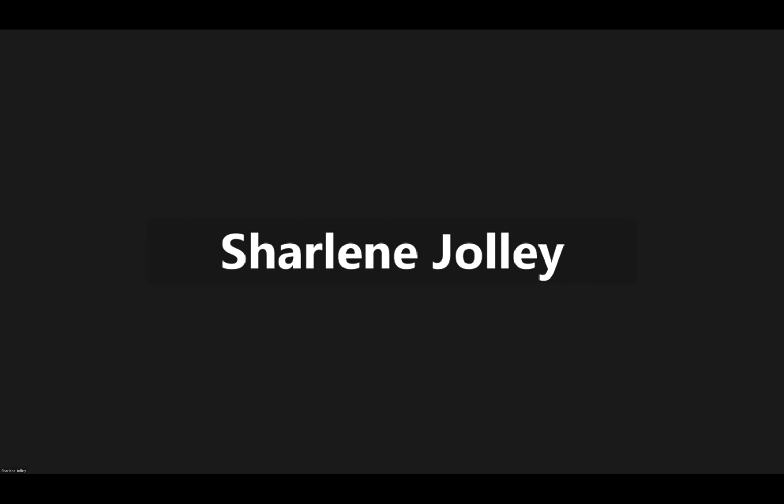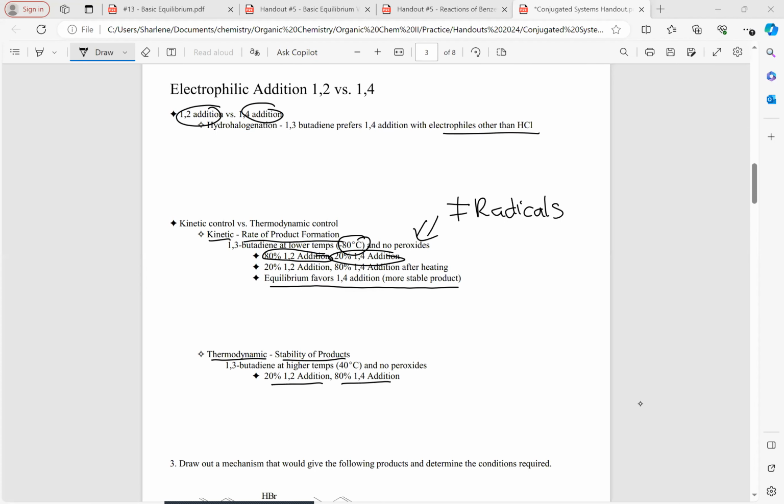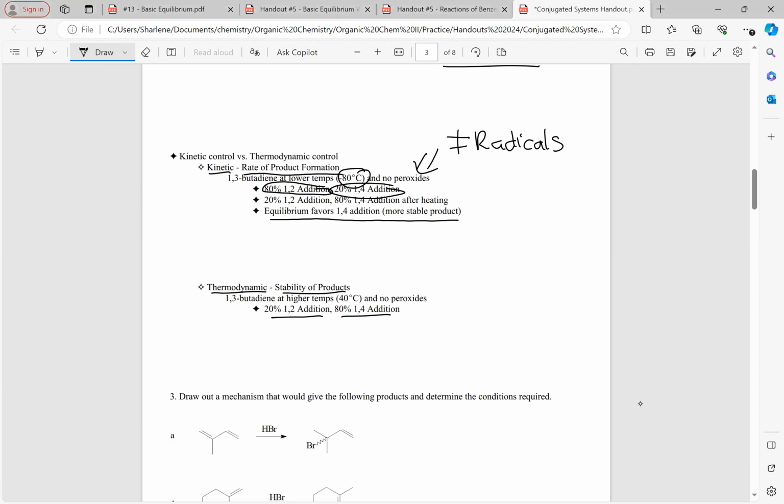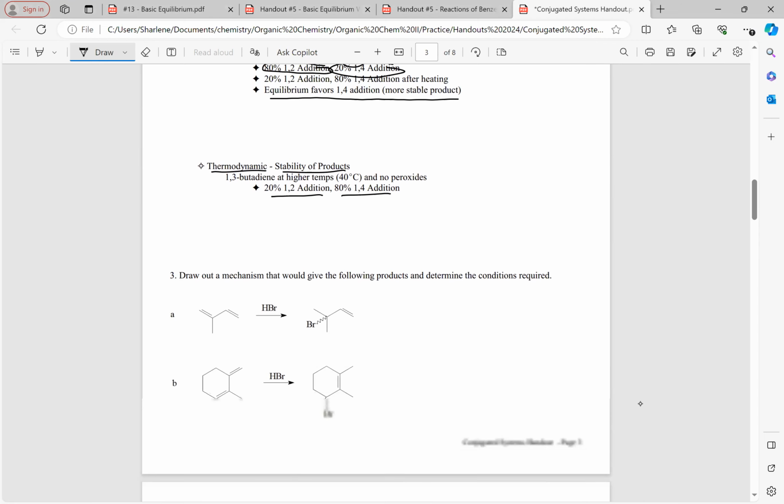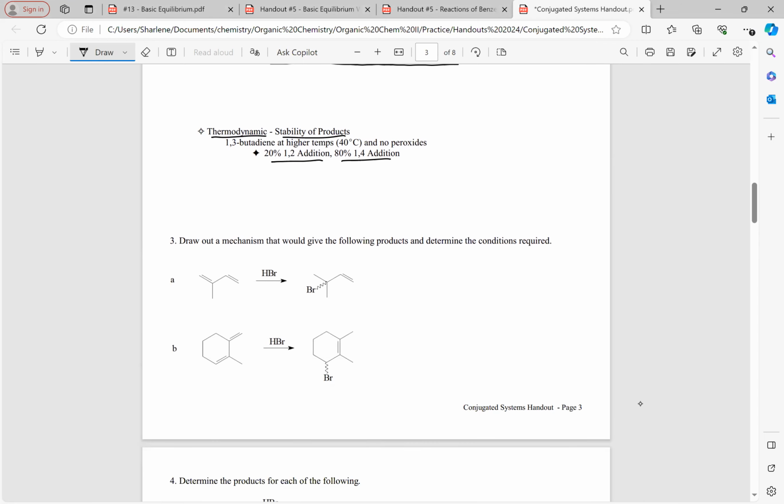All right, jump back to our notes. So we've got 1,2 versus 1,4 addition. We've got kinetic control versus thermodynamic control. And really, the only one we're going to do is hydrohalogenation. And so on here, this question, basically, I was just putting, can you tell whether that is a 1,2 addition or is that a 1,4 addition and the mechanism? Because for this one, the mechanism will show you the intermediate and it will show you the steps. So see if you can draw the mechanism for each of those.